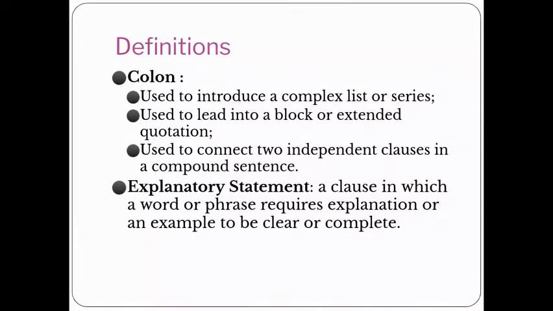A colon, that's where it's 2 periods stacked vertically, used to introduce a complex list or series. So before you have a complicated list, a complex list, again, we mentioned before in pattern 1, is a list that has commas and semicolons. A series is also a group of things in a row. A list might be individual words, ideas, parts of speech. A series might be phrases or even clauses in a row.